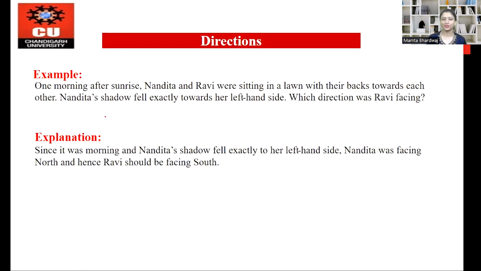Let's take one example. One morning after sunrise, Nandita and Ravi were sitting in a lawn with their backs towards each other. Nandita's shadow fell exactly towards her left hand side. So which direction was Ravi facing? Backs towards each other means they are facing opposite directions, right?